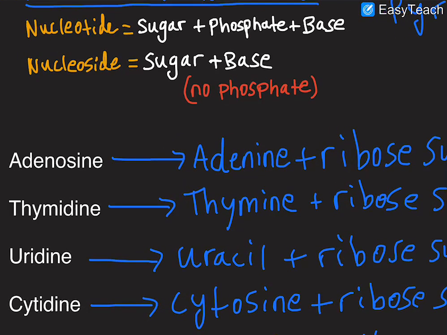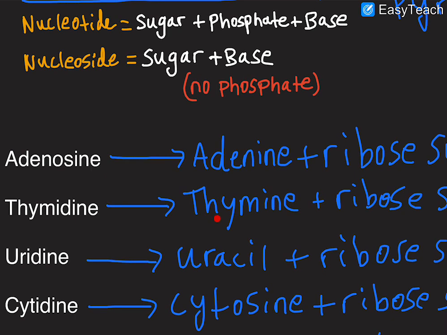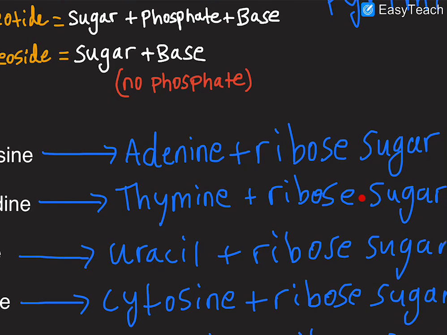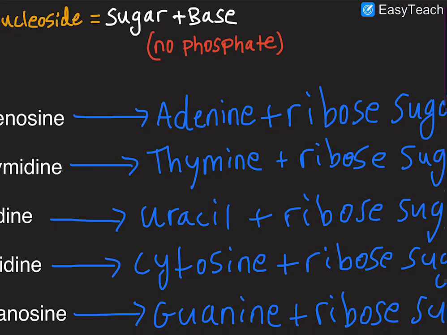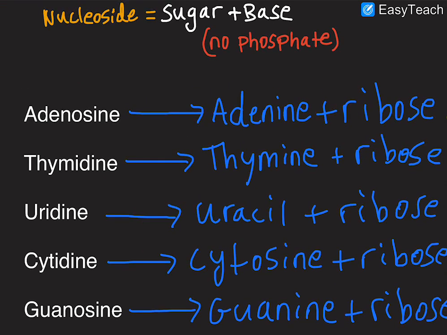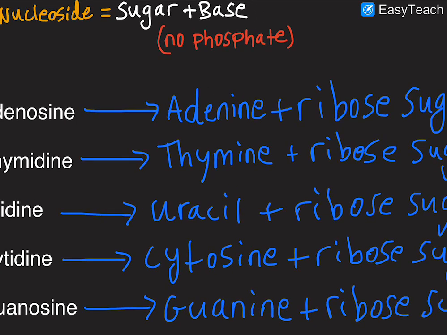Same thing here. Thymidine is a nucleoside. Why? Because it's made up of a thymine nitrogenous base and a ribose sugar. So base plus sugar, nucleoside. Same thing with uridine and cytidine. We have uracil and sugar makes up uridine nucleoside. Cytidine, we have cytosine and sugar makes up a nucleoside.